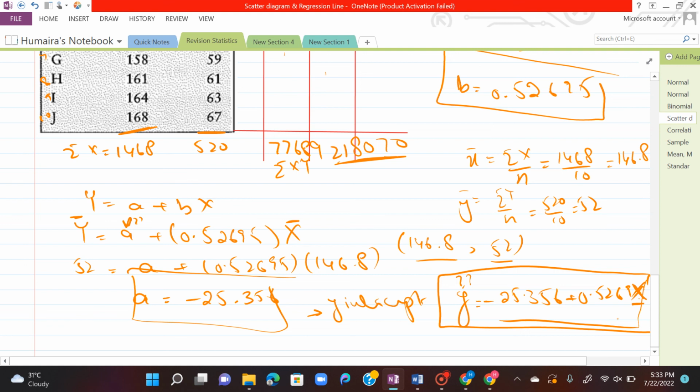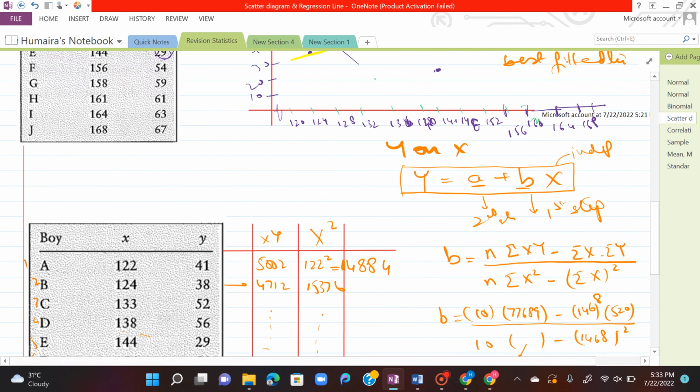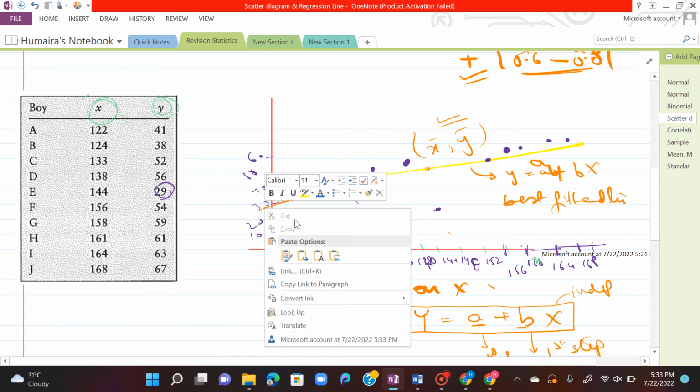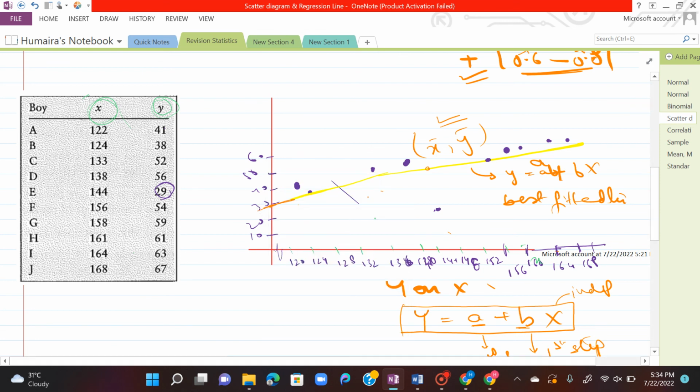So if I look over there, this is a positive gradient and the y-intercept is negative. That means obviously this is a rough sketch, it's not the exact one. So if I make it more proper, it's going to cut the y-axis at what value? Minus 25, and the gradient is positive. That's correct. So right now it looks like it's passing through a positive y-intercept, which is obviously because it's a rough sketch. That's why I can see it that way. Otherwise the regression line is giving me the right one. Okay, hope it's clear.